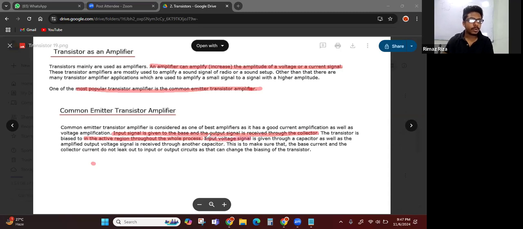So write down this one also. Input voltage signal is given through a capacitor, as well as the amplified output voltage signal is received through another capacitor. This is to make sure that the base current and the collector current, which are the input and output currents, do not leak to the input or output circuit, as that can change the biasing of the transistor. So that entire thing you should write.